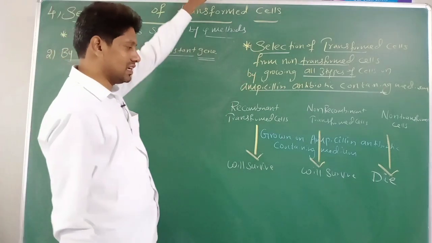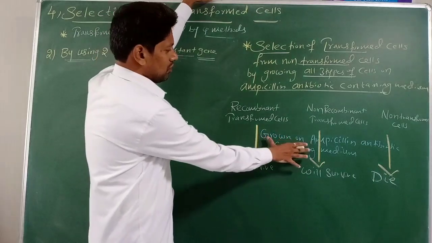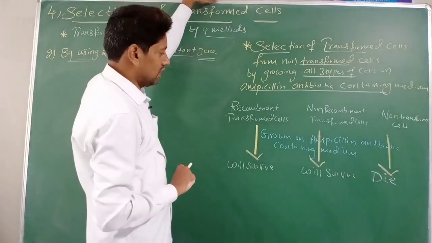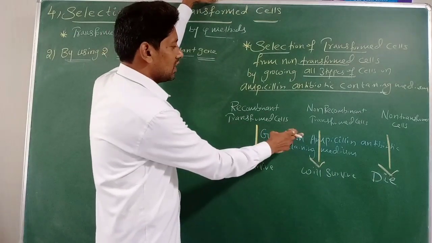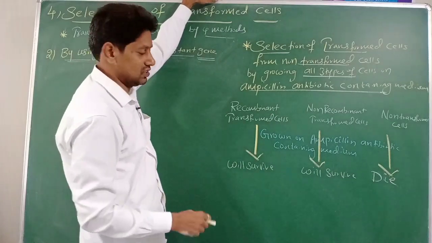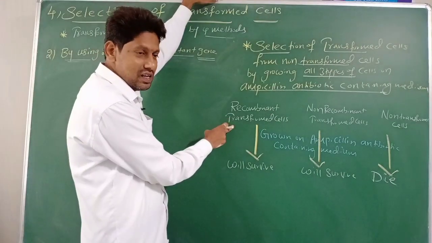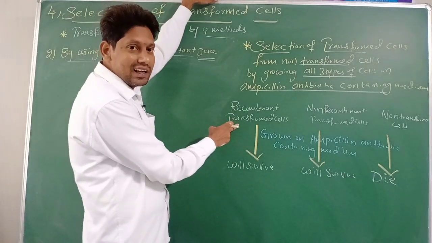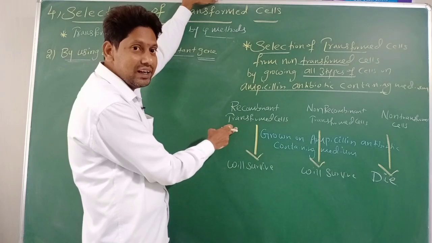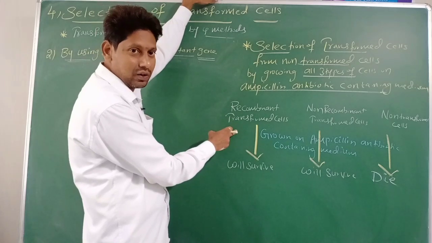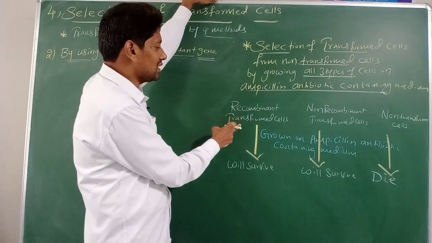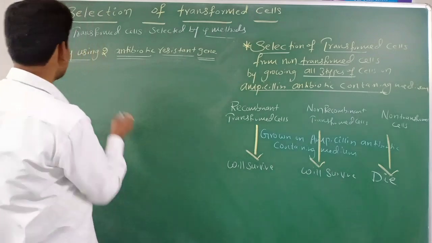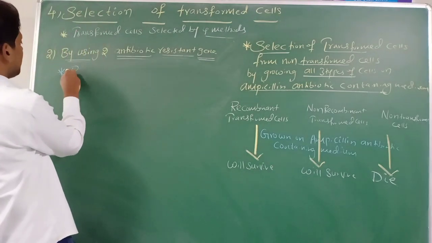Now, which cells are available, sir? Transformed cells are available. But transformed cells are of how many types? Two types. What are they? Recombinant transformed cells and non-recombinant transformed cells. Which cells do we want? Recombinant transformed cells. Why? Recombinant transformed cells contain the recombinant vector. The recombinant vector contains the desired gene. We want that desired gene. Yes or no? So we have to select recombinant transformed cells from non-recombinant transformed cells. Is it okay? Right?